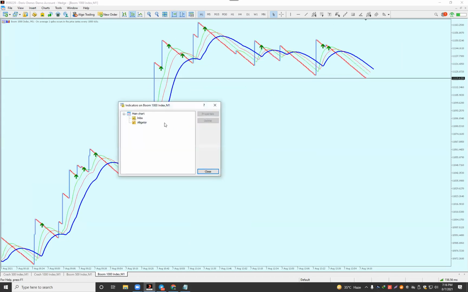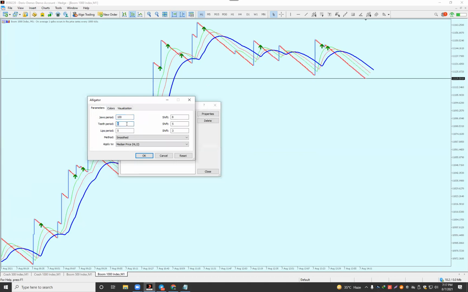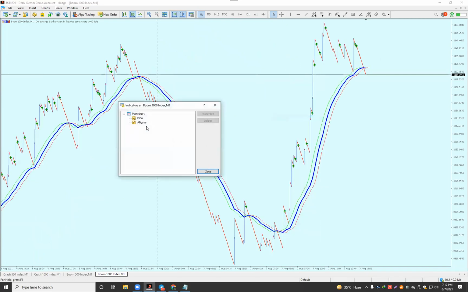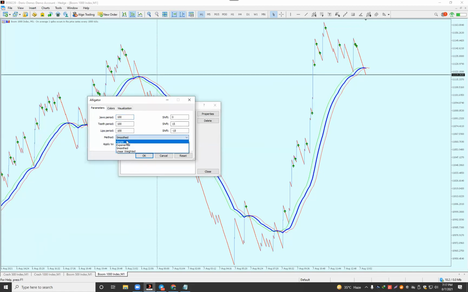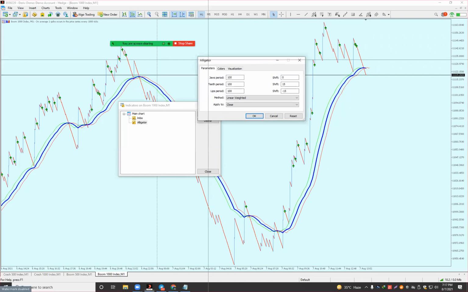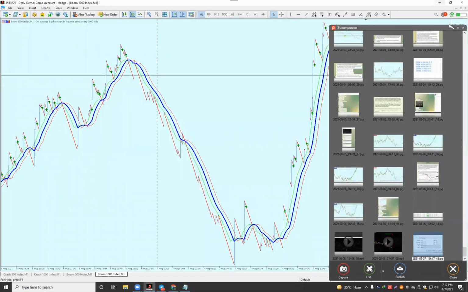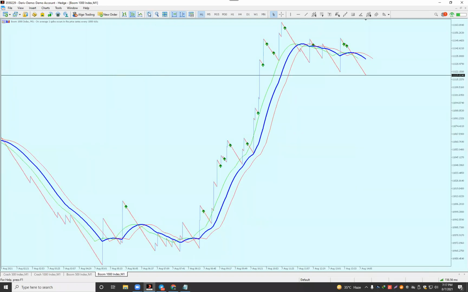When you change the setting, what will it be? 100, 100, 100. Here will be 0. Here will be 15, minus 15. Now it's okay. Change smoothed into linear weighted, and median into close. Take a picture of this setting; I took a picture and will send it to you. We require this setting. Now it is confirmed that the trend has changed. Sir, yes.